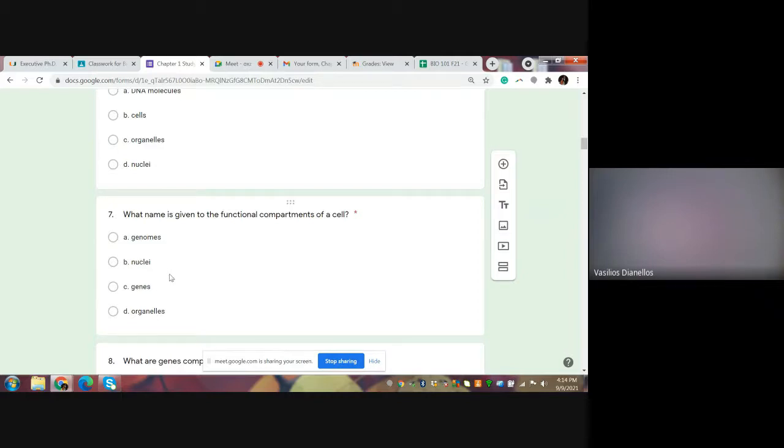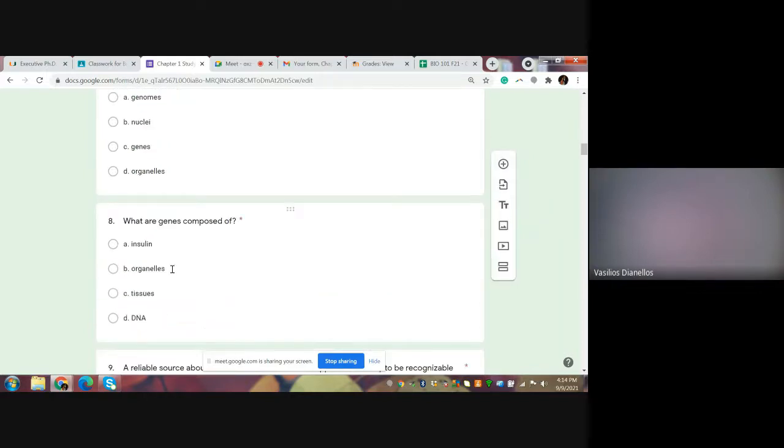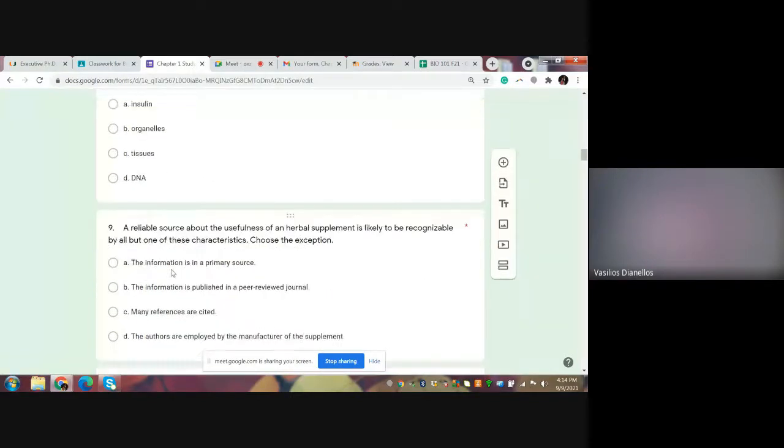Okay, number 7, that's going to be in chapter 4. You can read it if you want. We're going to skip it. It's not going to be on the exam. Number 8, we're going to talk about genes later, but genes are composed of DNA. That won't be on this exam.